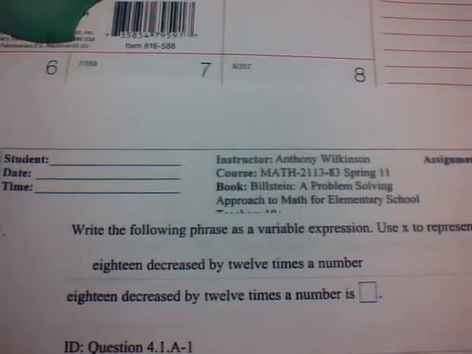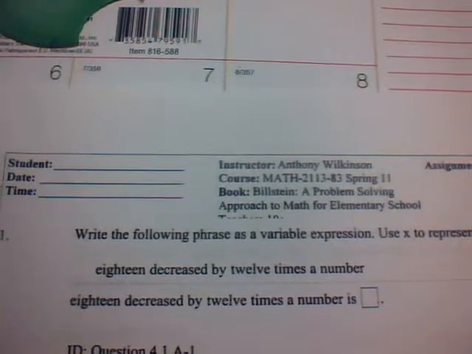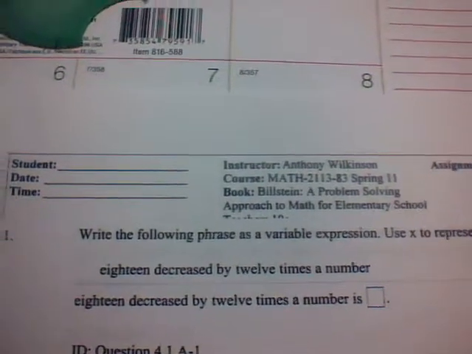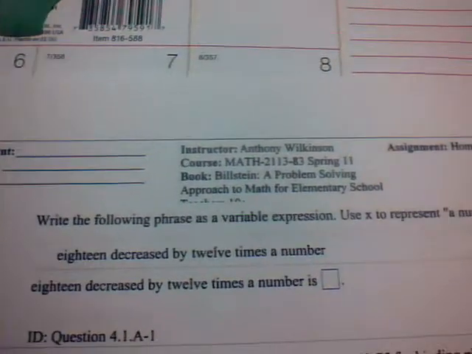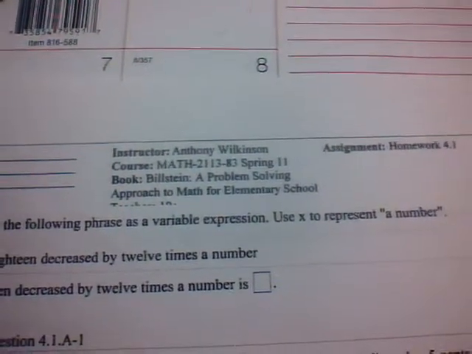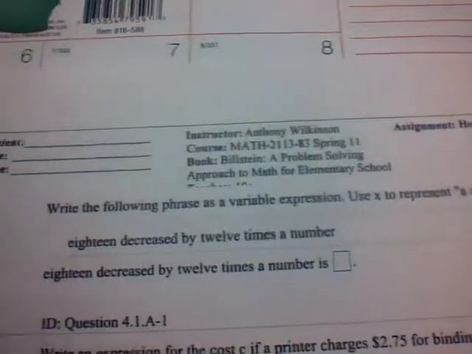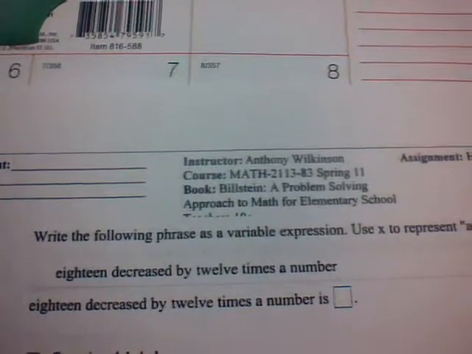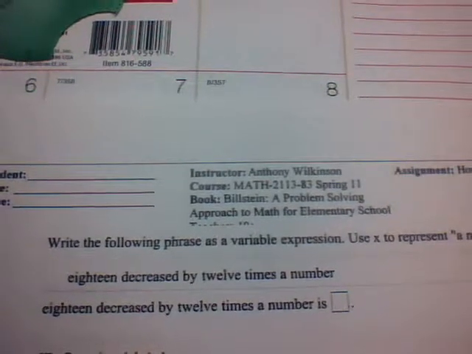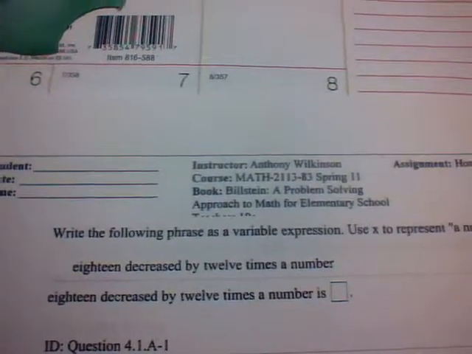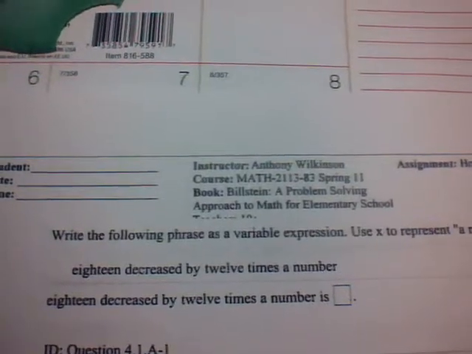Okay, we'll look at some of the homework problems that are in section 4.1. Like problem number 1, we want to write the following phrase as a variable expression, and we're to use x to represent a number. In this particular case, we have 18 decreased by 12 times a number, and we want to write that as an algebraic expression.